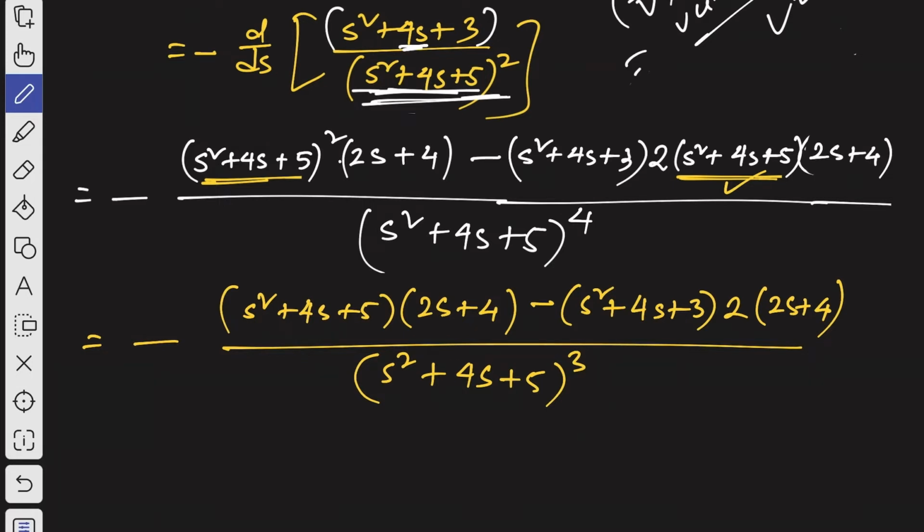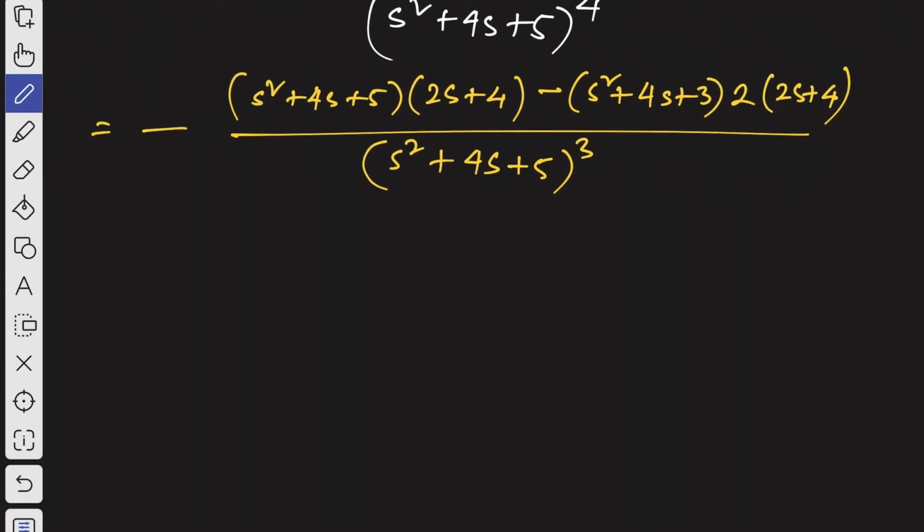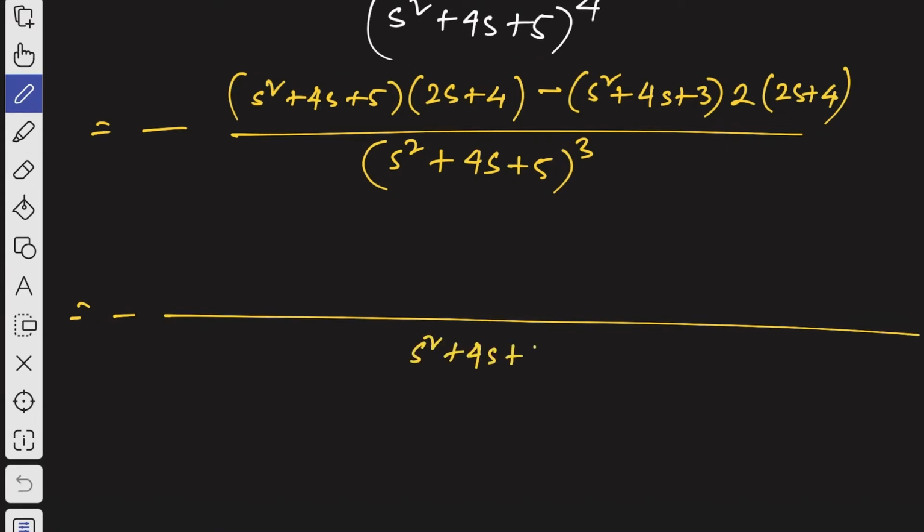So now what we're going to do here, now we will multiply and simplify. That's it, that's all we can do here. So let me scroll down the page. Minus s square plus 4s plus 5 whole cube. Now let's multiply these two. So what will you get?